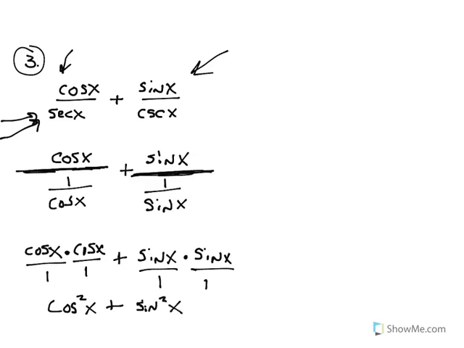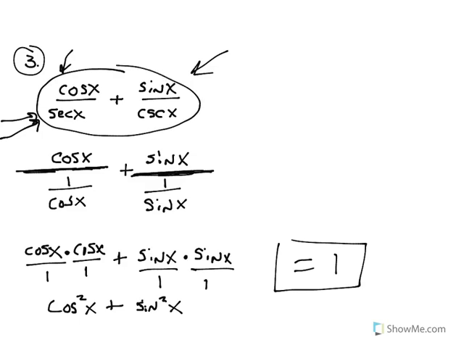And one of our identities, the Pythagorean identity, says that sine squared plus cosine squared is always equal to 1. So that's going to be our final answer. So this original expression, if you simplify it, is simply going to be a value of 1 all the time.